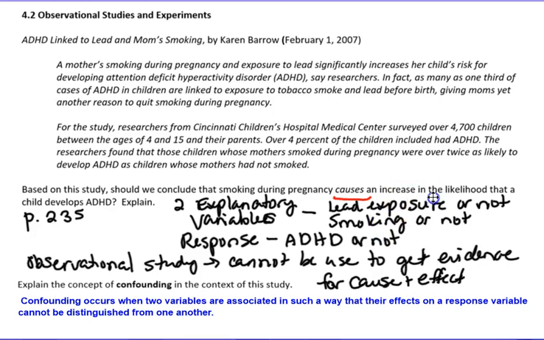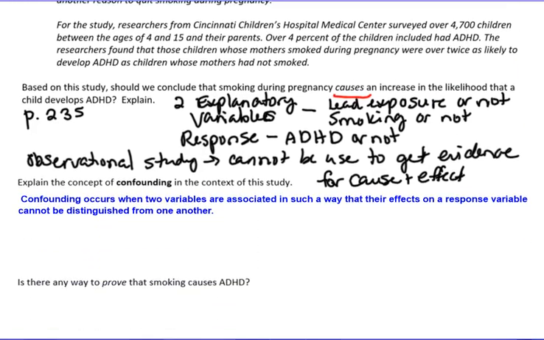Okay. Actually, a well-designed experiment does give evidence for cause and effect. Okay. For more explanation on confounding, I'd highly recommend the confounding tomato example video. But we're going to talk about confounding in the context of this study.